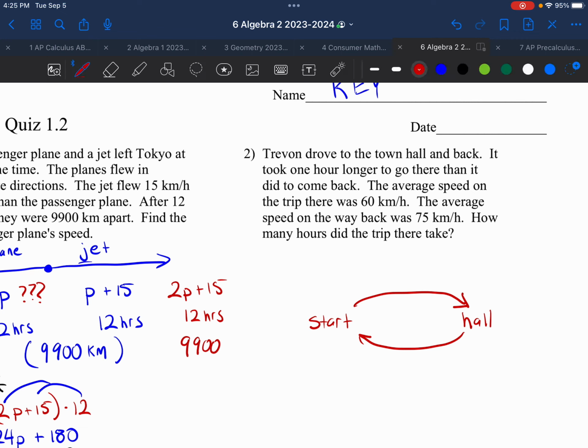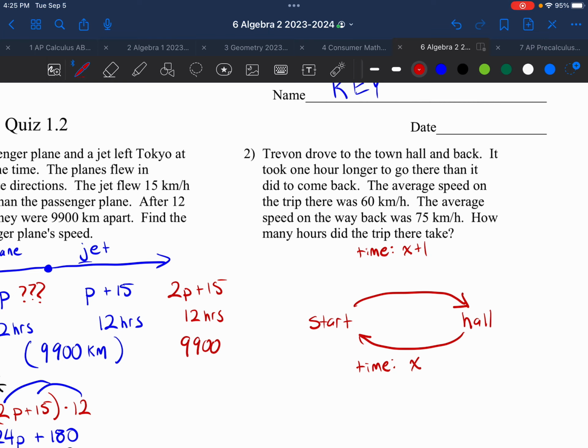And what do we know? It took 1 hour longer to go there. So let's say that this is the time, and this is the time. The time to go there was 1 more than it did to come back. So let's say that the time to come back is, I don't know, x. The time to go there is 1 more than that, so it's going to be x plus 1.